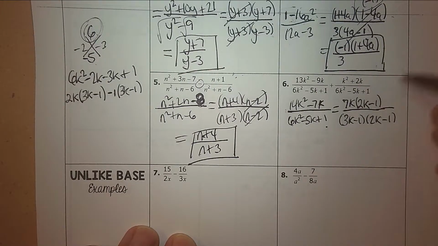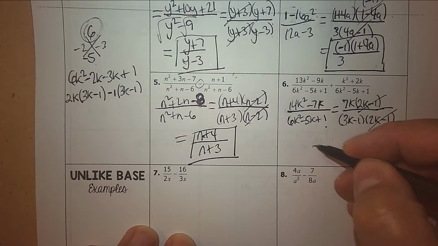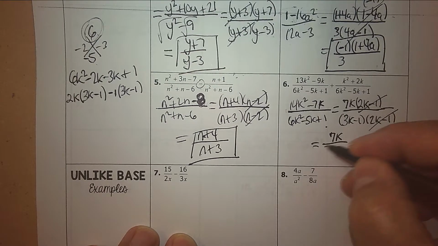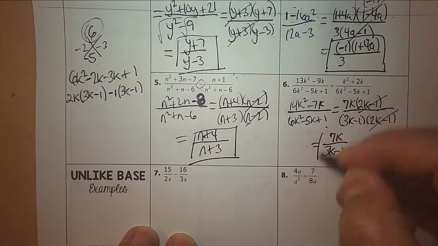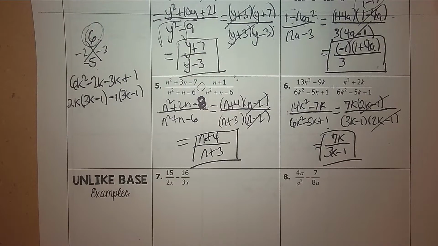Now that it's completely factored, can you see what strikes out? What's left in the numerator is 7k, and in the denominator is 3k take away 1. Done. All right, let's practice now the next level. The next level is the denominators are not the same. What do I do then? So let's look at number 7.